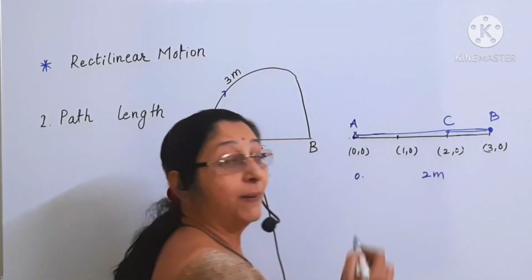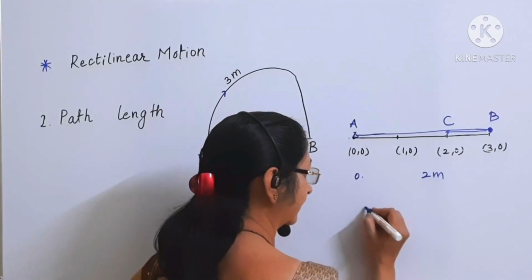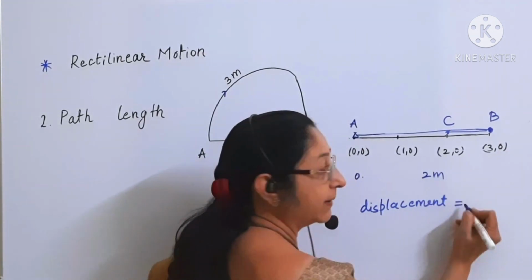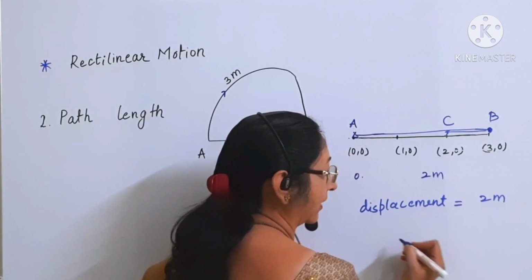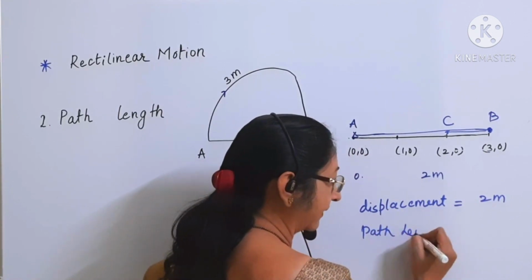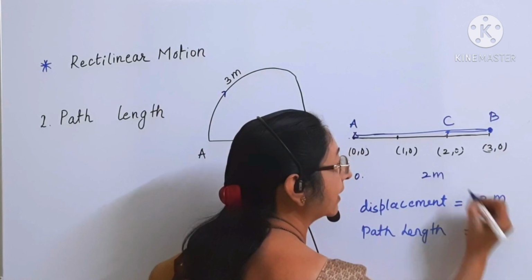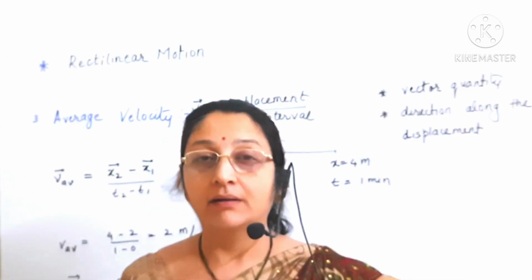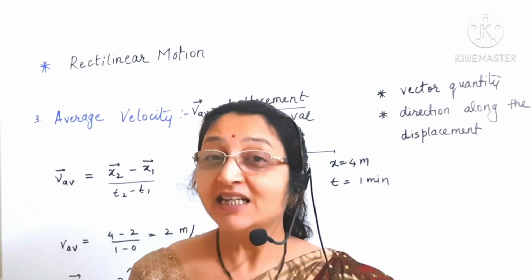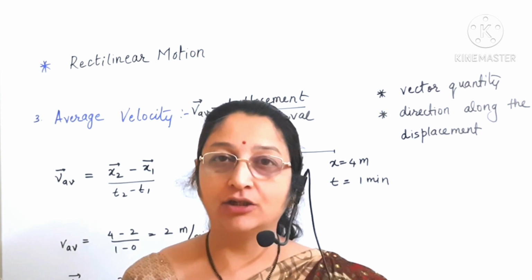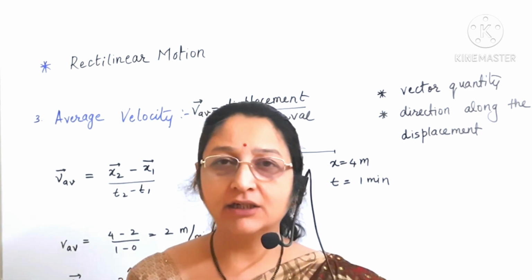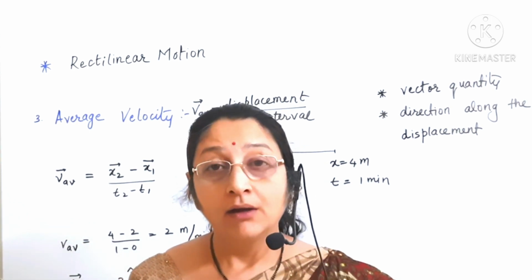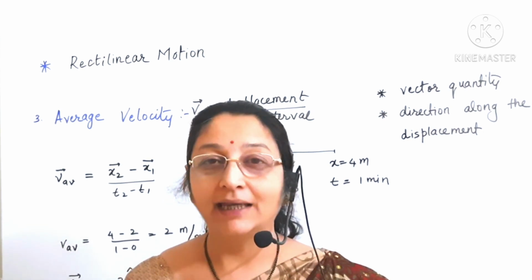So the displacement of the particle is only 2 meter, but the path length is 3 plus 1, 4, that is 4 meter. But remember that the displacement is a vector quantity and it requires direction. But the path length is not a vector quantity. It is a scalar quantity and we do not give the direction when we are giving the path length.